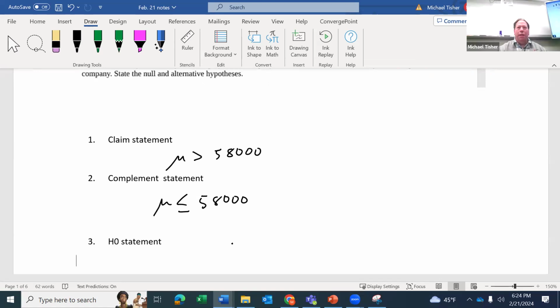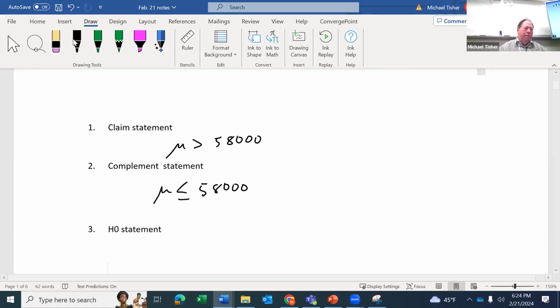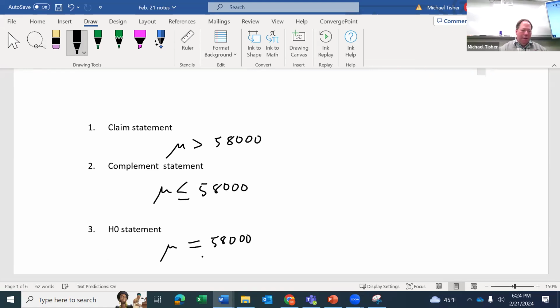Okay, now our goal is to get the null hypothesis, which is the H0 statement. Again, in this class, H0 will always have equal in it. So in this case, it'll be the same mu, the same original number, which is 58,000, and it will always be an equal sign. So H0 will always be equal no matter what. Not less than, not greater than, not anything else, but what? Equal.